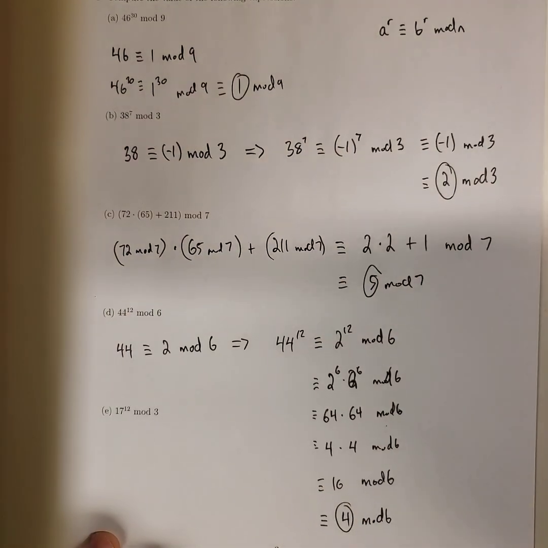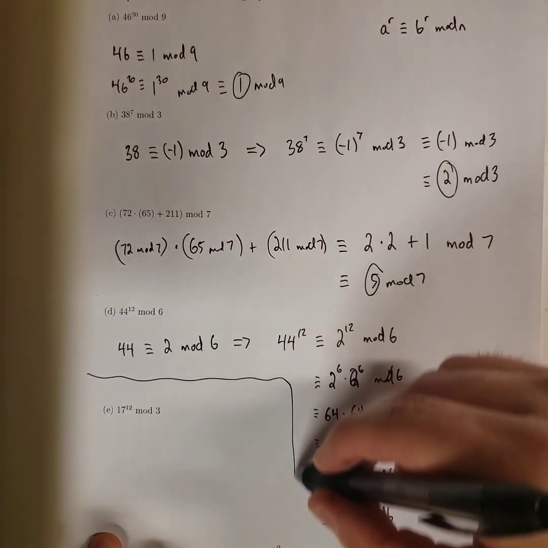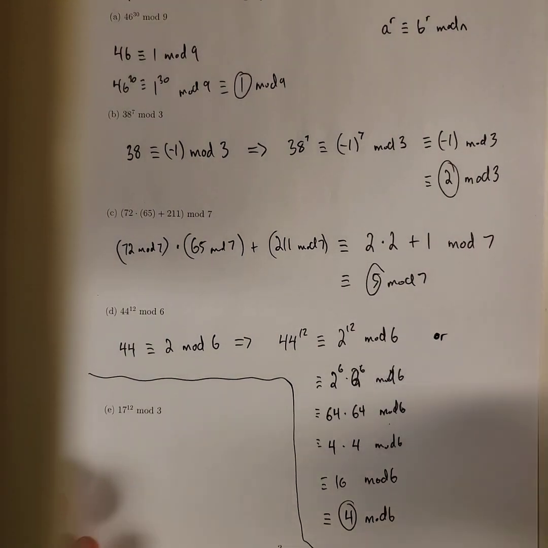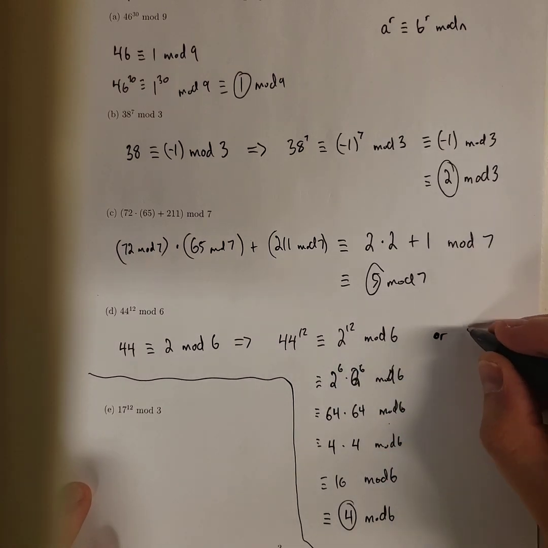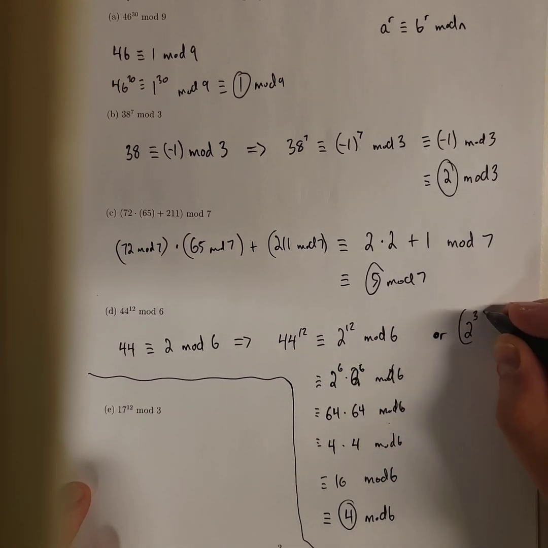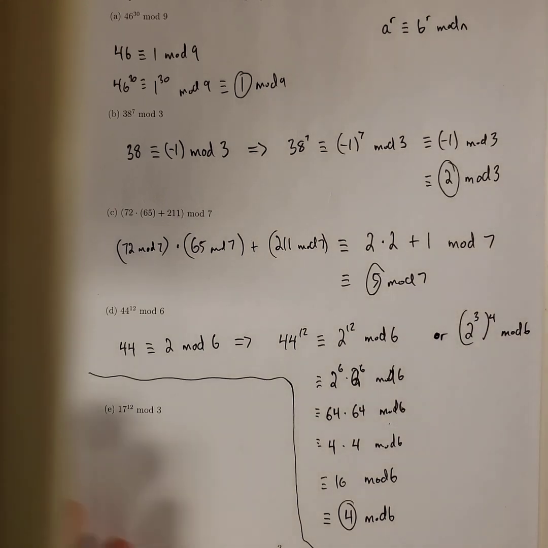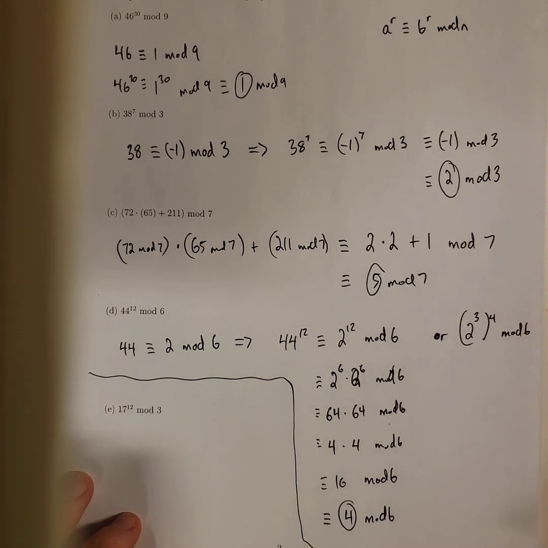Ran out of room here, but this last one isn't too bad, so I'll just take that room. The reason why I did that is because that's not the only way you could have broken it down. I could have said that this is 2 to the 3rd to the 4th mod 6, since you would multiply exponents. And 2 to the third is 8.